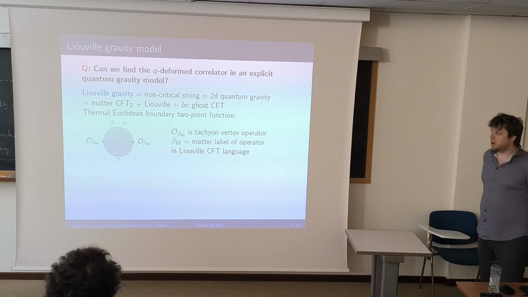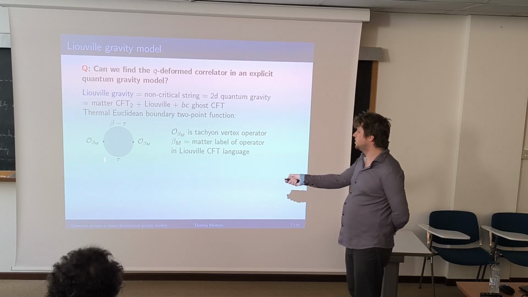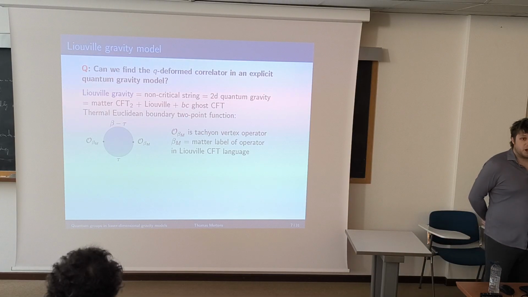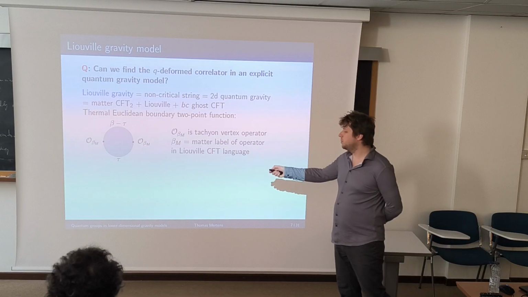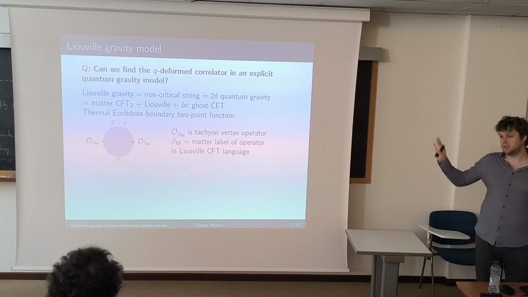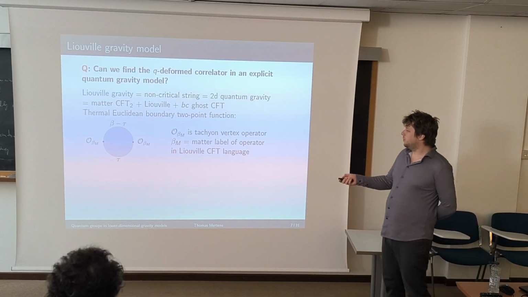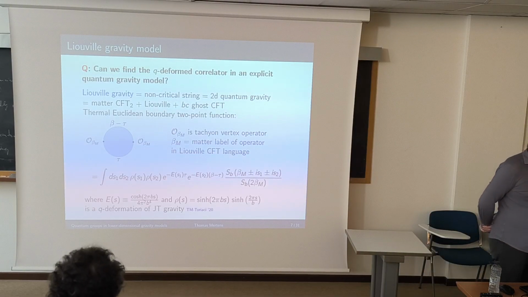And I want to look at the boundary two-point function of this model. So I take this string theory, I put it on a disk-shaped worldsheet. I put two boundary operators in this string theory here. So this O_βm, the βm is just a label, a matter label if you want, of a boundary operator. The details don't matter for the purposes of my talk. And these operators are just tachyon vertex operators in the string theory language.